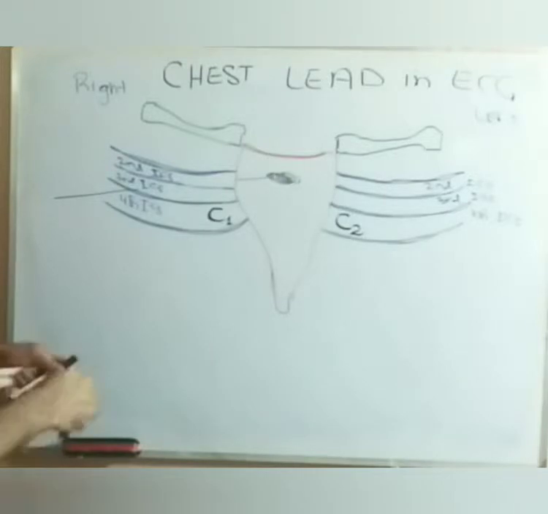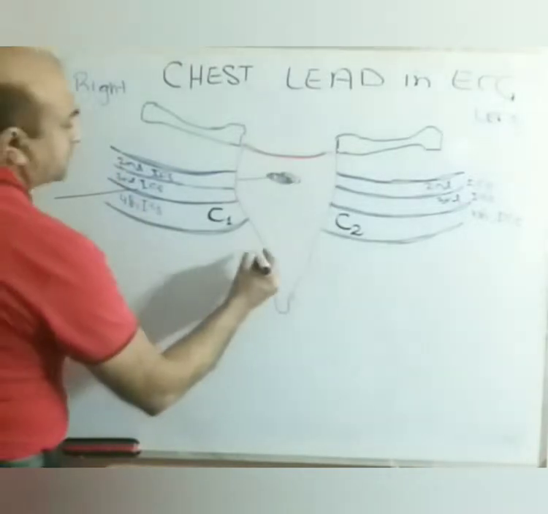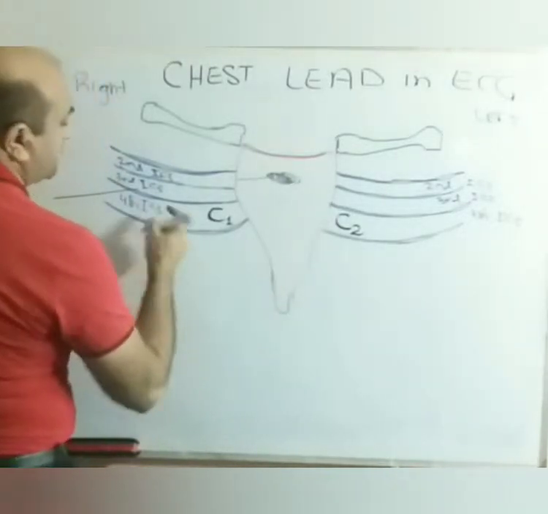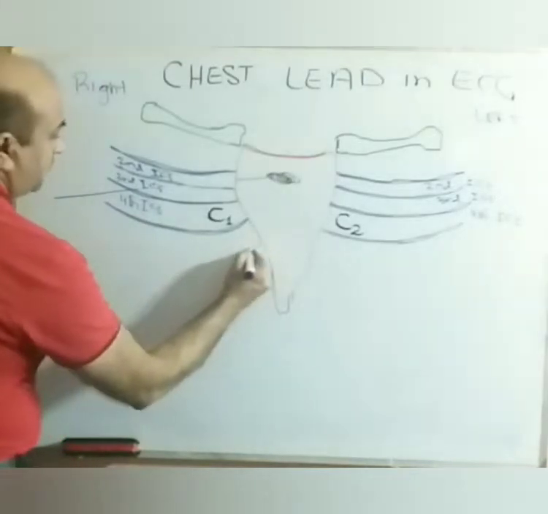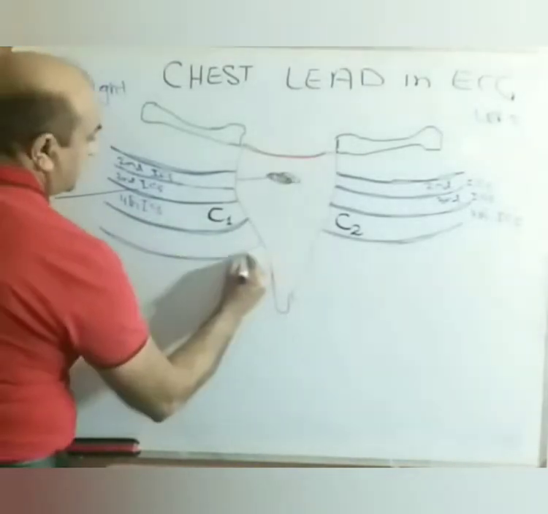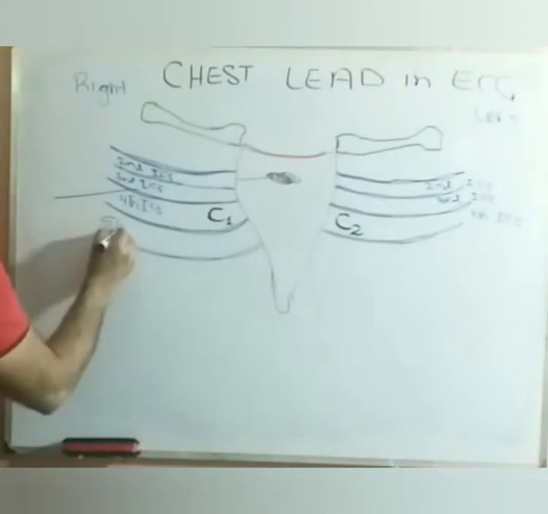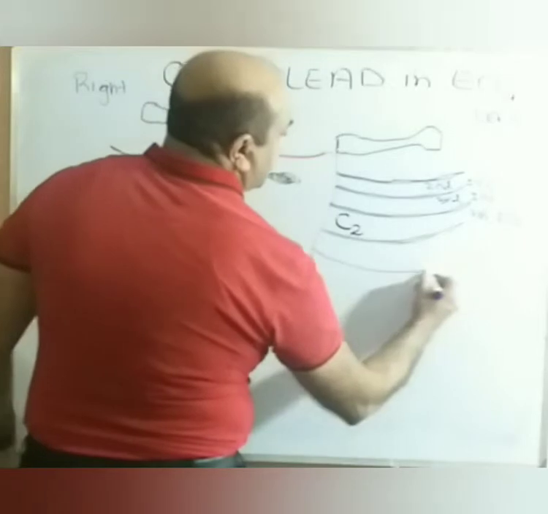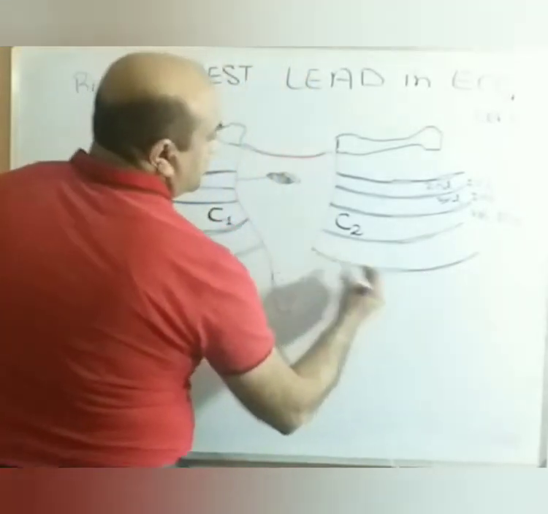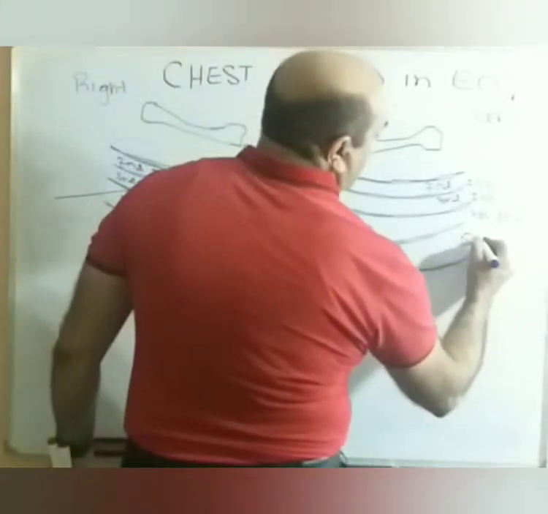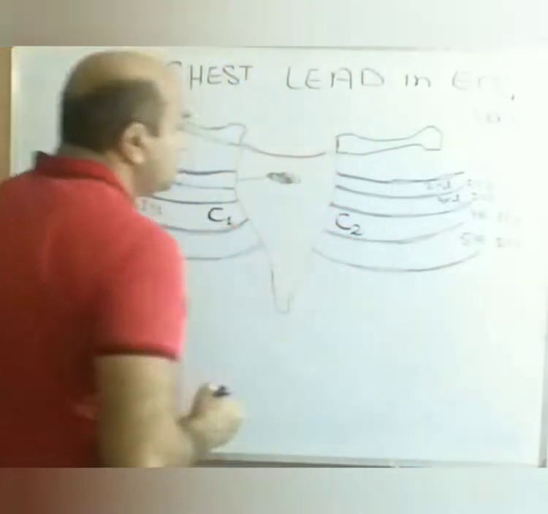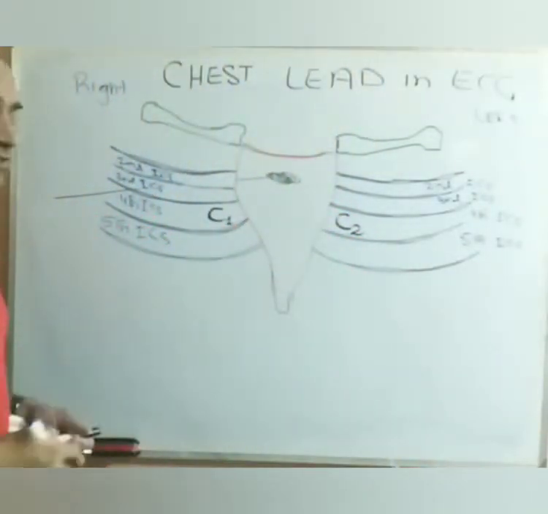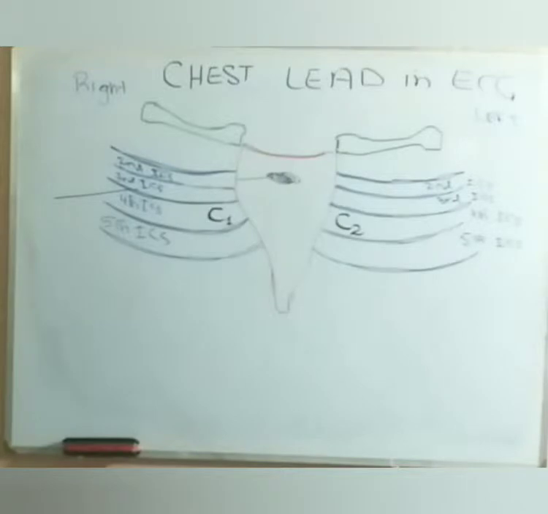Now where we place chest lead 4 is very important. This is the fourth intercostal space, and down comes the fifth intercostal space. This is on the right side, and this is the fifth intercostal space on the left side. Please do not follow the anatomical landmark of the nipple. That is a very deceiving thing.